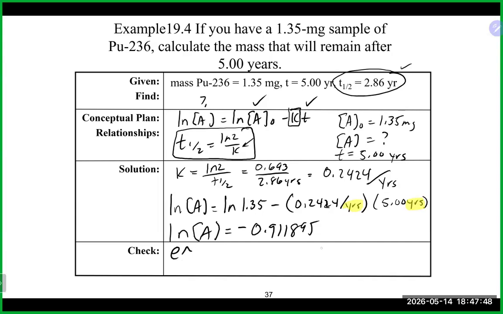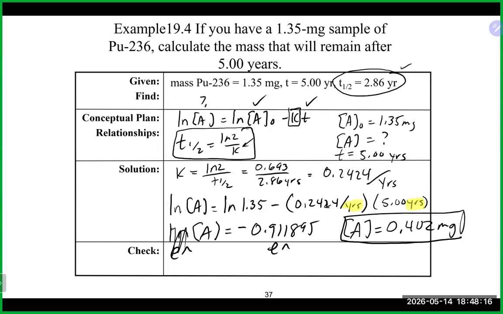We're going to e that guy, e that guy right there. That's going to get rid of the natural log. And that will give us a final concentration of 0.402. The units here are going to be the same units as the original concentration, which was 1.35 milligrams. First off, any questions on the calculation?